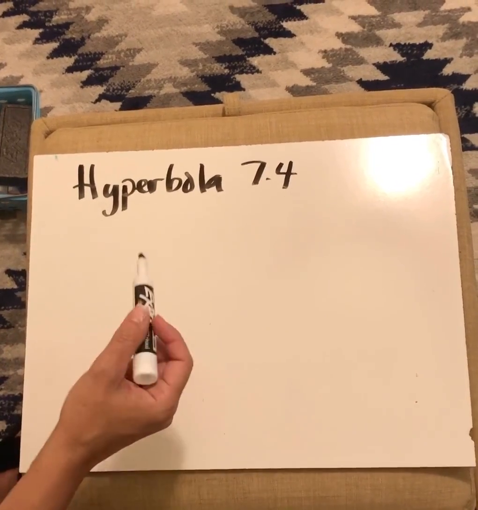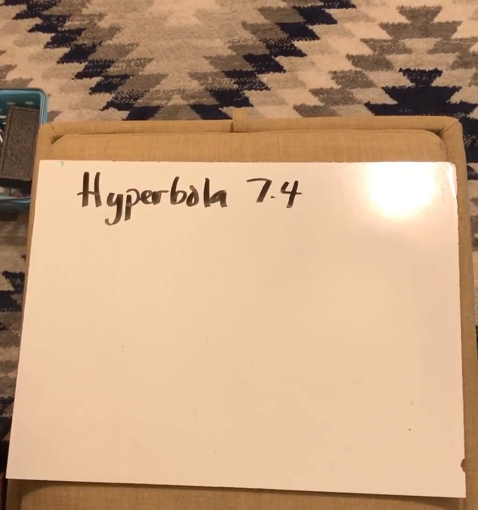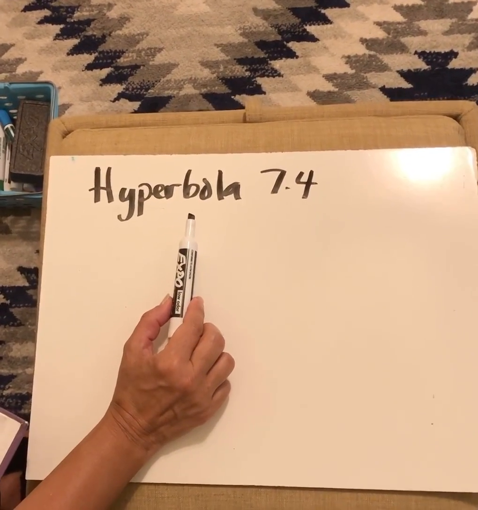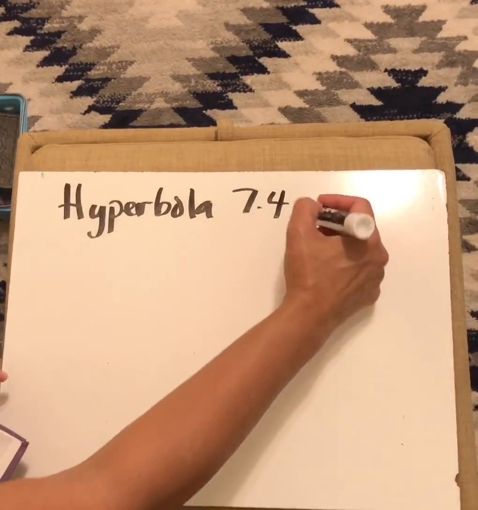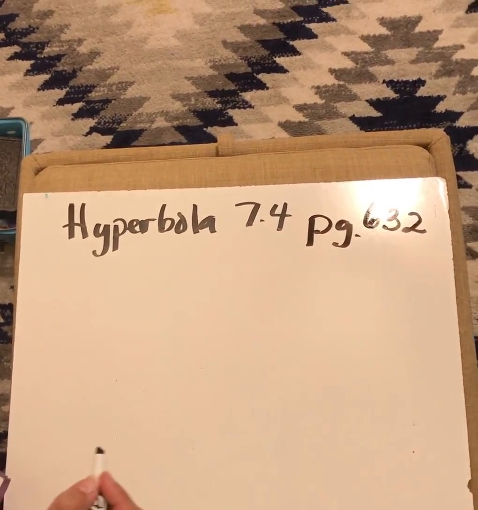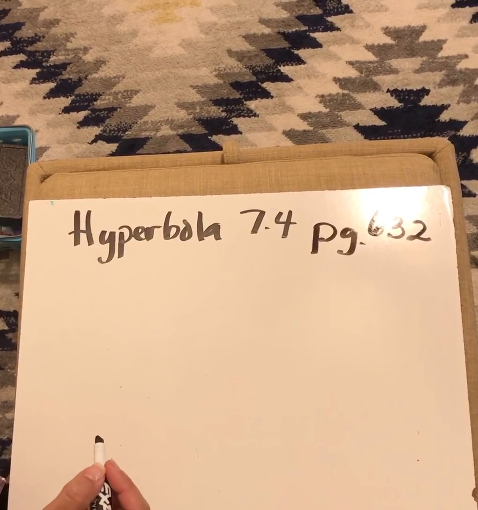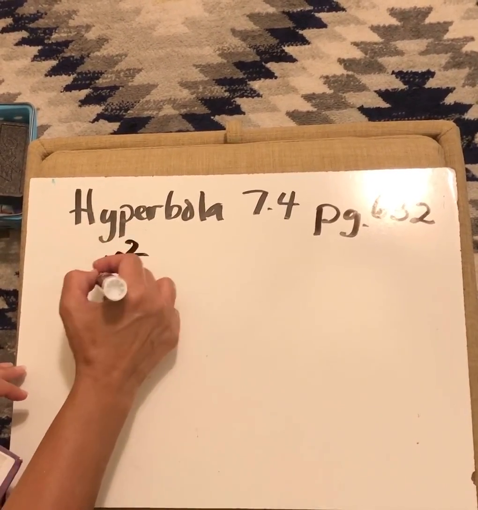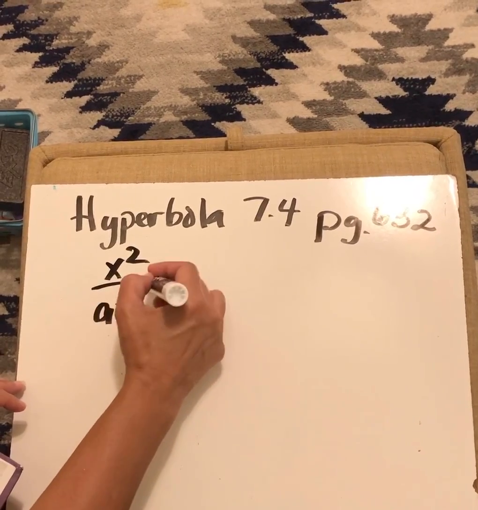So for today's video, I'm going to describe aspects of the hyperbola, which is from section 7.4. So you can look at the chart on page 632. The difference between how the equation is written for a hyperbola and for an ellipse is that, one difference is there's a subtraction sign.